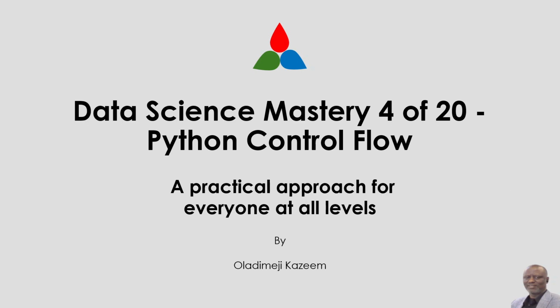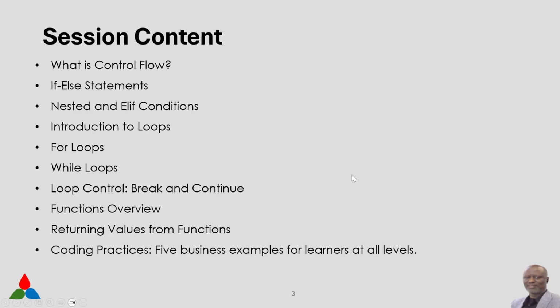For this particular session, we shall be looking at control flow. We'll be looking at situations where there are conditions and how to handle them. We'll look at the first part of it, which is if else. That is, if something happens, what should the system do? If that thing does not happen, what do we expect the system to do? That is the else now.